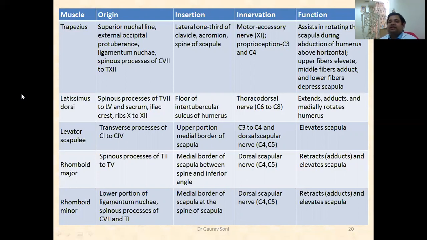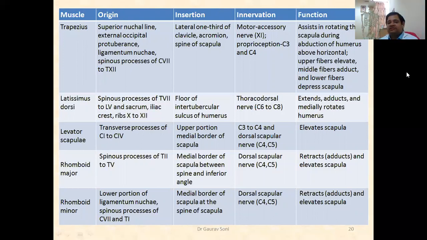It is innervated by the accessory nerve, that is the 11th cranial nerve. Remember, only two muscles are supplied directly by a cranial nerve. One of them is trapezius, the other is sternocleidomastoid, and proprioceptors are received from C3 and C4. It assists in rotation of the scapula during abduction of the humerus. Above the horizontal, the upper fibers elevate, middle fibers abduct, and lower fibers depress the scapula. So this muscle is very good for a short question also separately.